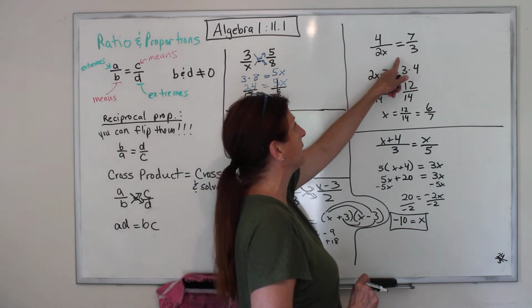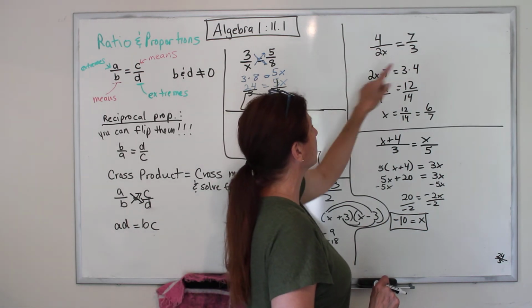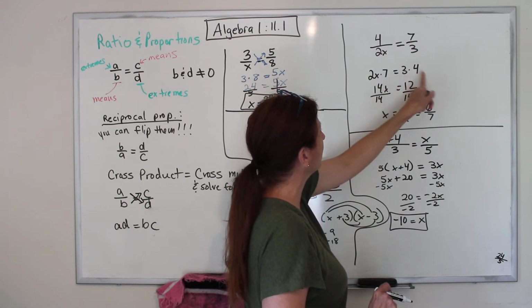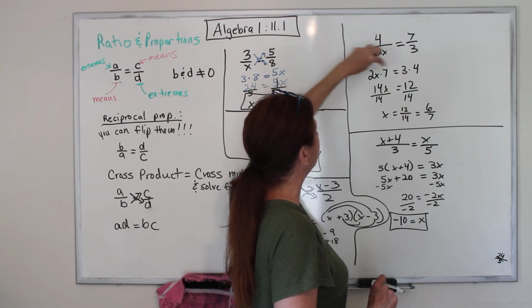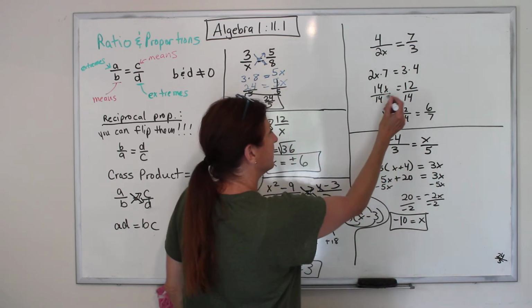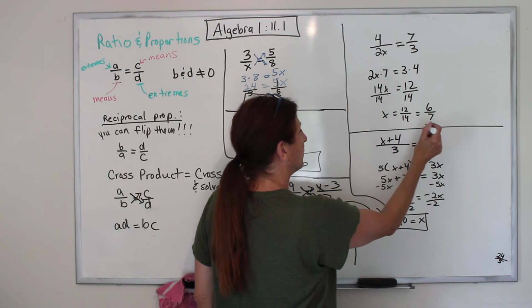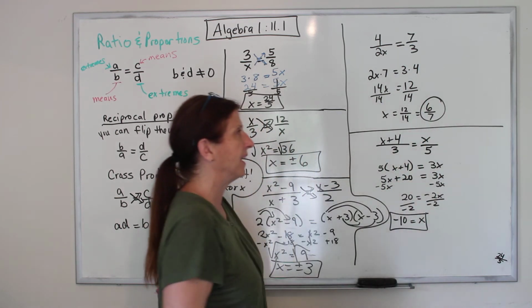Okay, here's another one we can cross multiply. 4 times 3 is 12. There it is, 4 times 3. And 2x times 7 is 14. Why is x not alone? It's being multiplied by 14, so I divide both sides by 14. X is 12 over 14, and if we reduce that, that's 6/7.